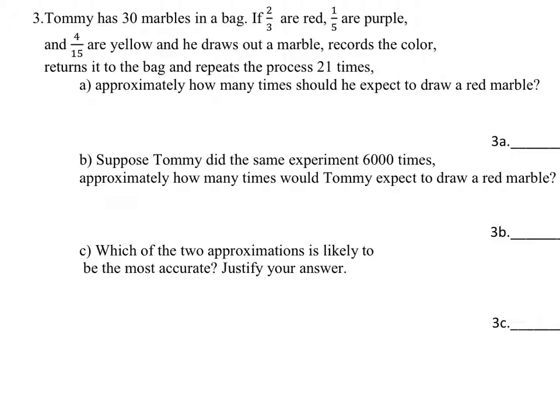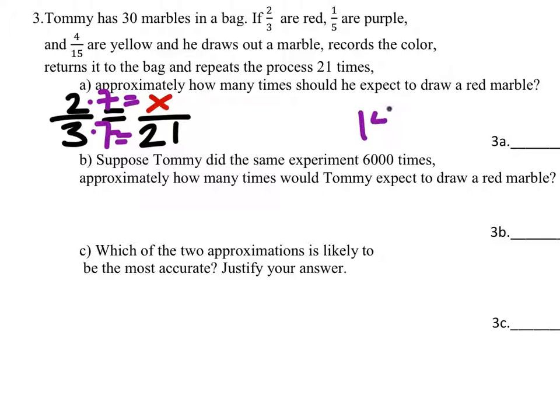Well, we've got two-thirds of them is red. We know these. So theoretically speaking, out of 21 draws, we can solve these like we would a proportion. Now you could use the fish method or cross multiplication or means and extremes. I would just use a scale factor on these because I know right away that 3 times 7 is 21. So if I do 2 times 7, I would find that we would expect him to draw 14.